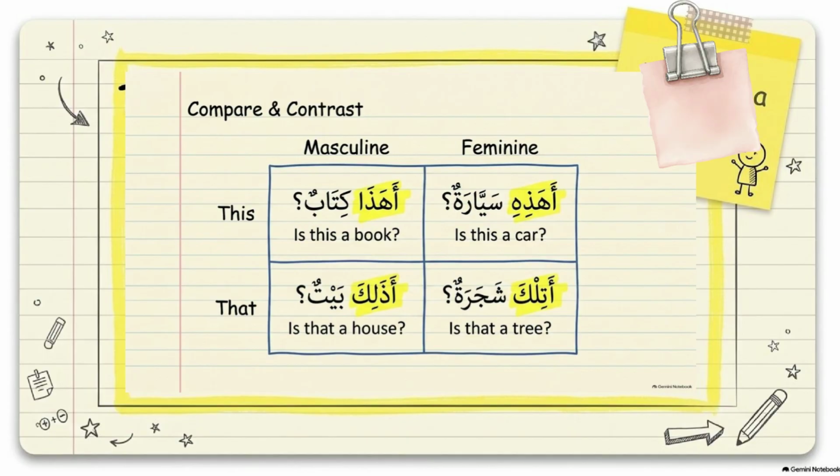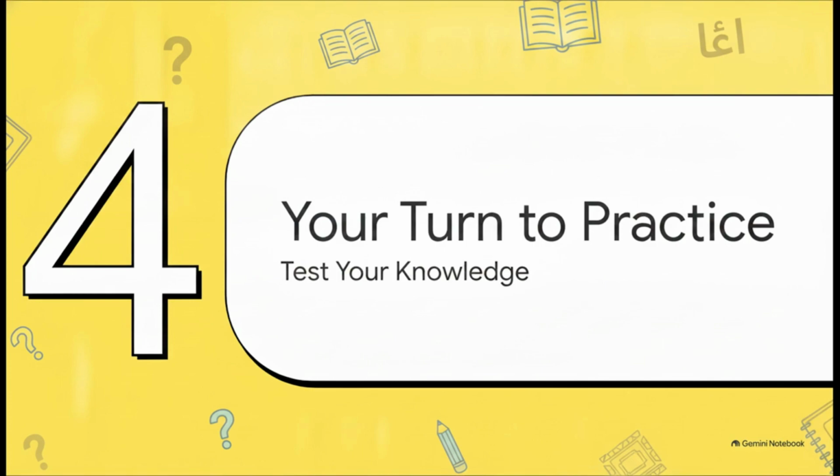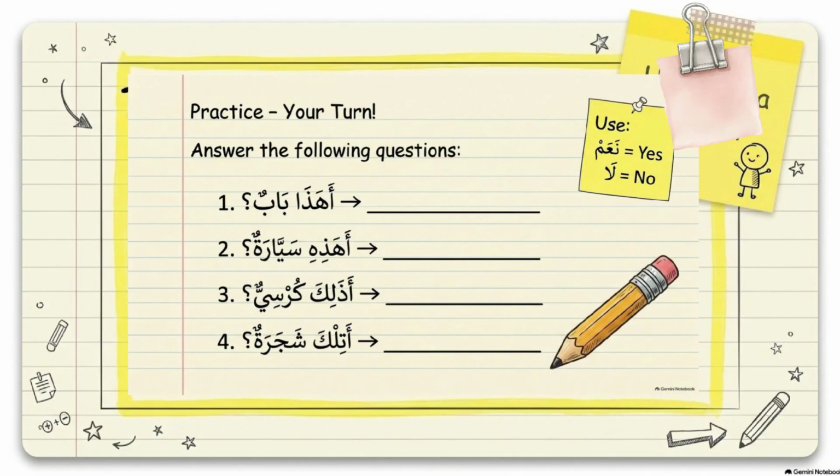Okay, section 4, your turn to practice. You are fully prepared for this, so let's test your new knowledge. I want you to practice answering the following questions. I'm going to read these 4 practice questions aloud very clearly. I want you to decide right now in your head how you would answer them using nam or la. Ready? Number 1, a hadha bab. Number 2, a hadhihi sayara. Number 3, a dhalika kursi. Number 4, a tilka shajara. Take a moment to formulate your answers.